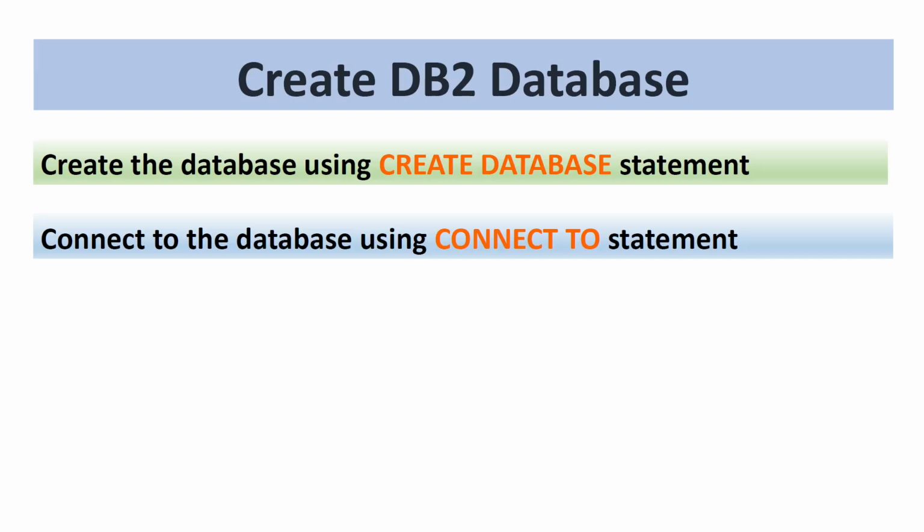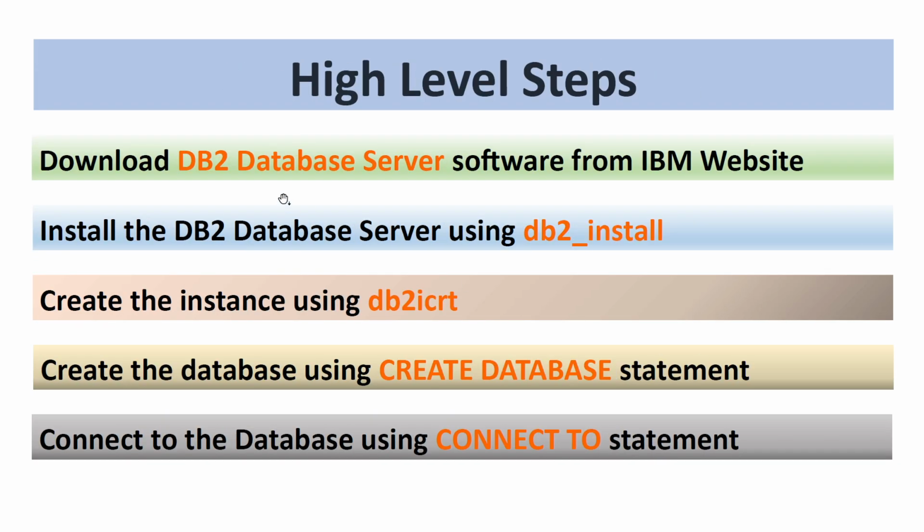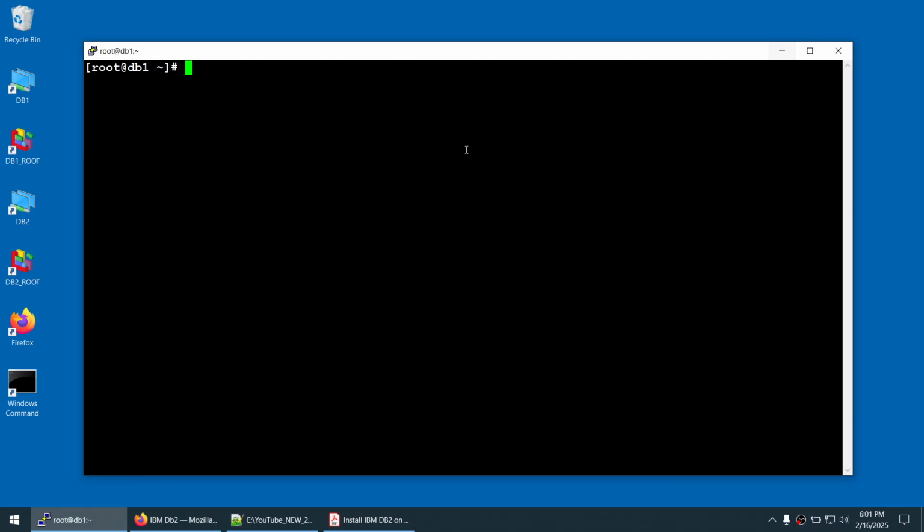Now that we have seen everything, let us begin the labs. But before I proceed to the labs, let me repeat the high level steps once again. The steps are downloading the software, installing the software using db2 install, creating the instance using db2 icreate, creating the database using create database, and connecting to the database using connect to. So now that we have seen the high level steps, let's proceed with our lab.